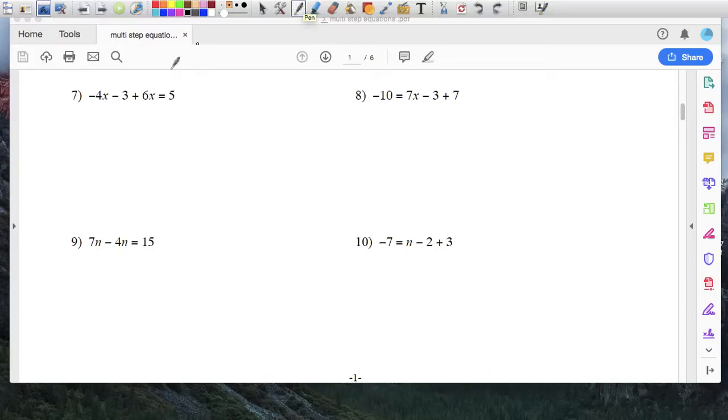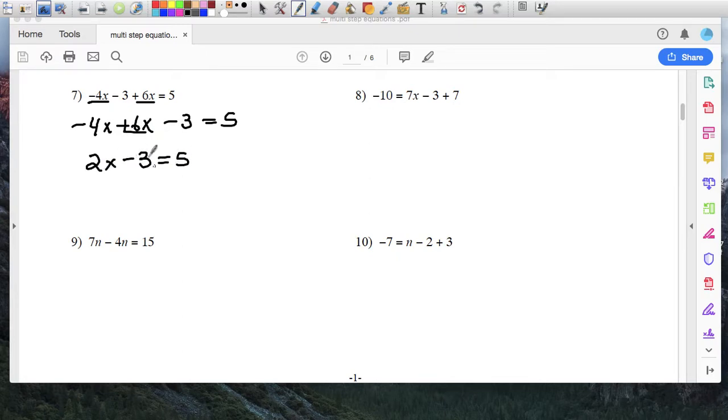First of all, distributed property not present, combine like terms, yes. So I'm going to rearrange this. Right, so my like terms are together, so I move this guy and this guy closer to each other. Negative 4 plus 6 is just 2x, right? There's more positives. And then minus 3 equals 5.